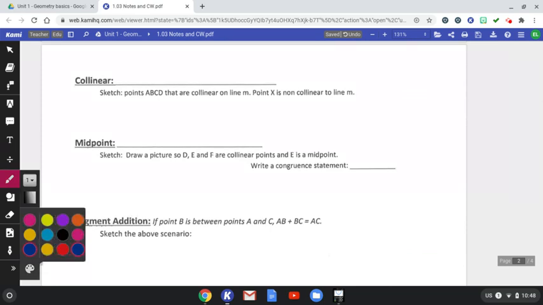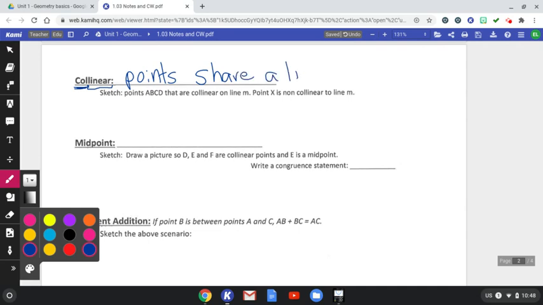Okay, some more vocabulary. This first word here is collinear. Okay, so the word collinear is going to stand for points that share a line. So this is a vocab word that might show up in different questions, but collinear, like co-captains, co-presidents, share the responsibilities for a team or a class. Co is another word for sharing. And then you have the word linear. So collinear, points that share a line.